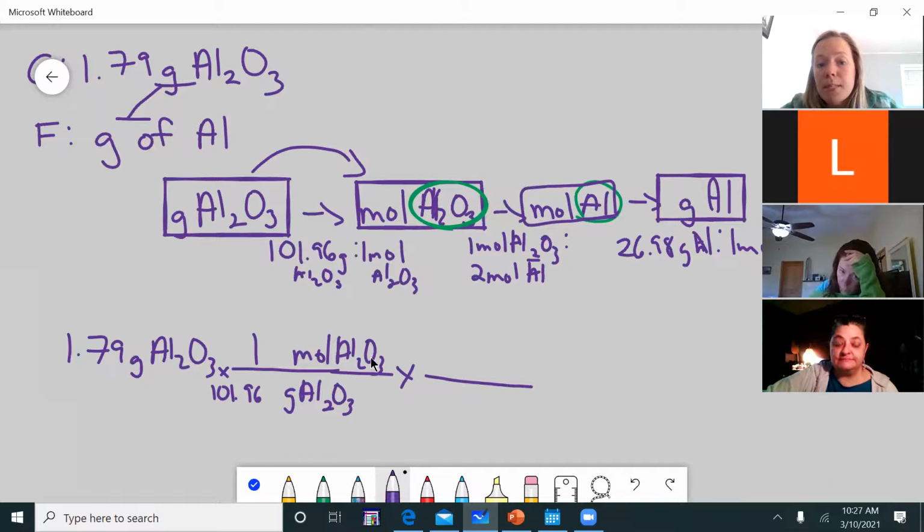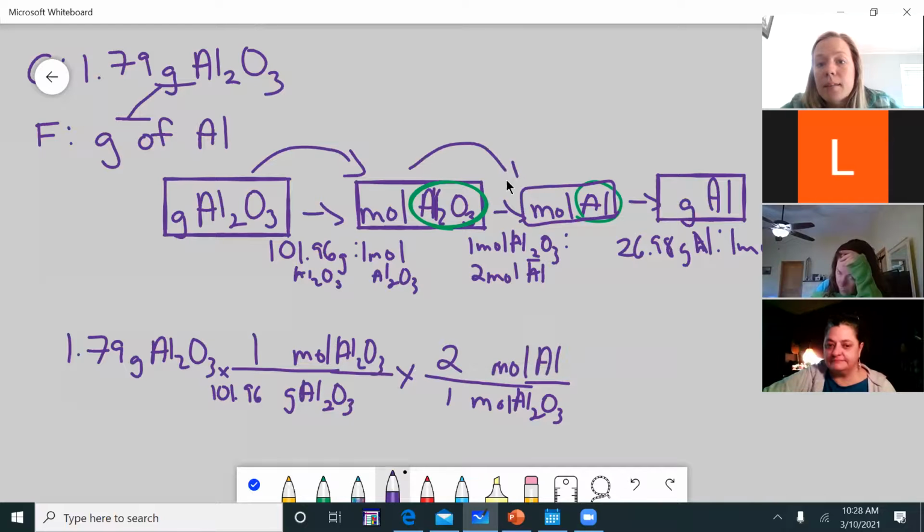Well, the compound is up top here in moles. So that means the compound in moles needs to go on the bottom because we don't want to see the compound anymore. We want to get into just talking about aluminum. So we're going to put moles of aluminum on the top. And then what is the relationship? Well, 1 mole of the compound will yield 2 moles of the aluminum.